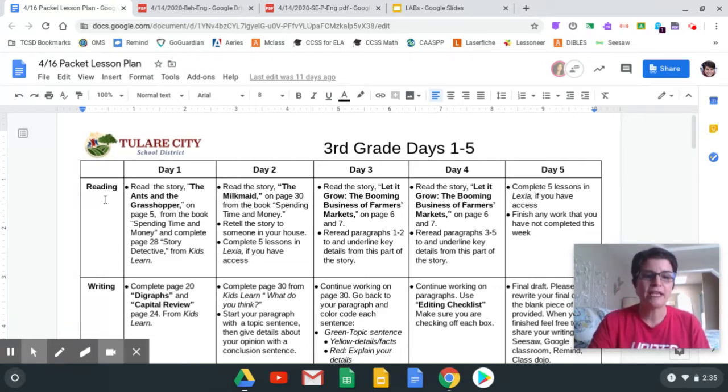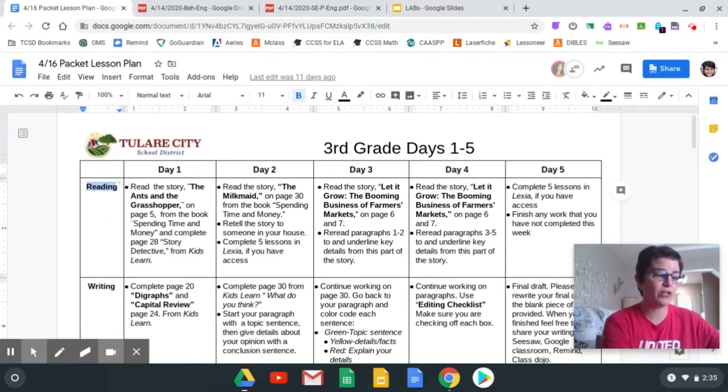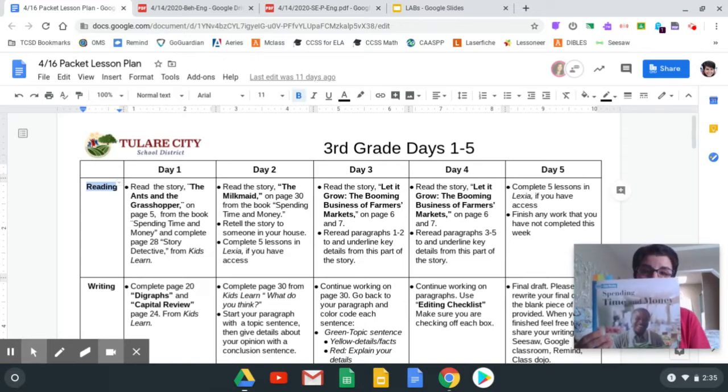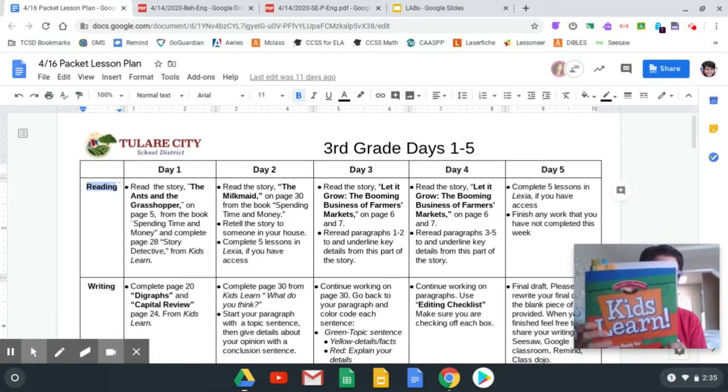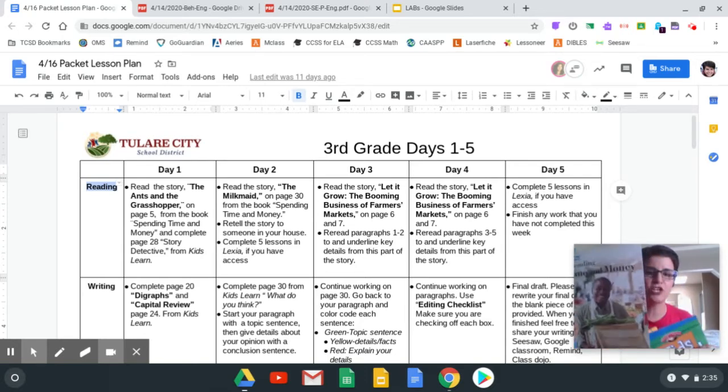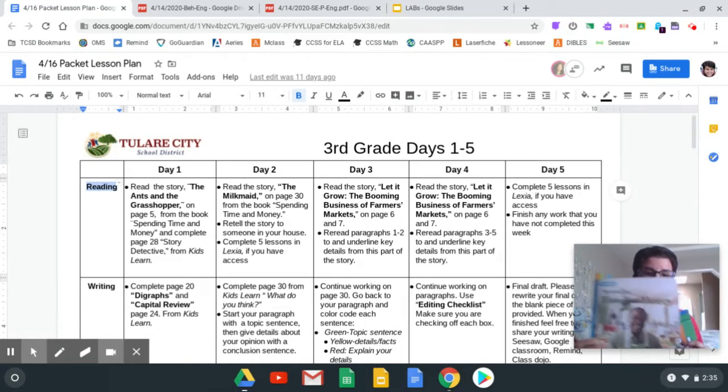You will see right here that our first one on the line here is going to be reading. And reading is what we're going to be using our benchmark reader for. So if you see down here in the screen, when I'm holding up your benchmark reader, this is what you're going to be using for your reading section. You also might be using some pages from the Kids Learn book. In every single box, we will either say if the page comes from Kids Learn or if the page comes from Spending Time and Money.